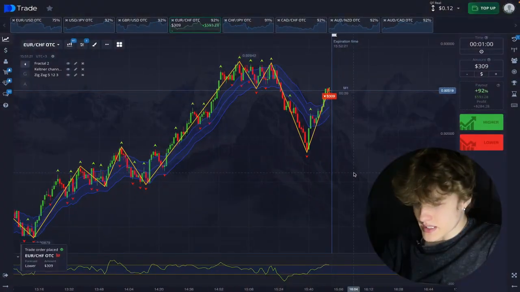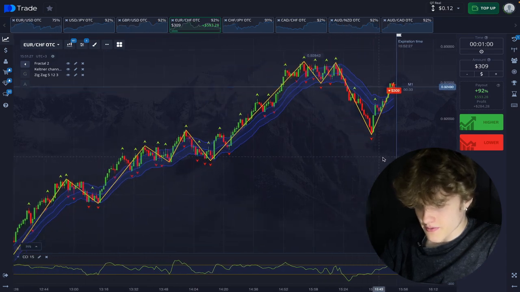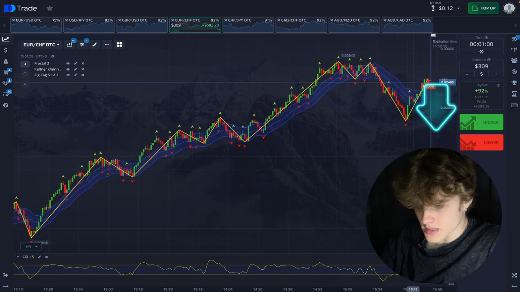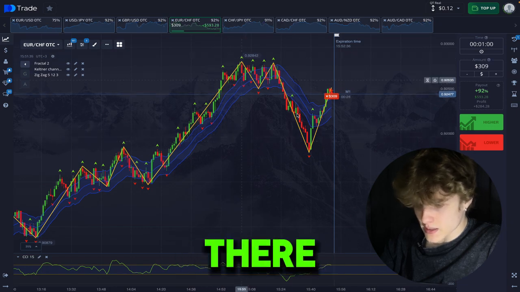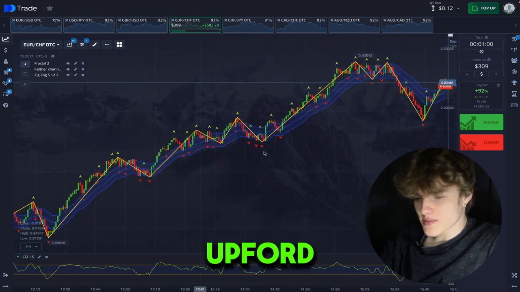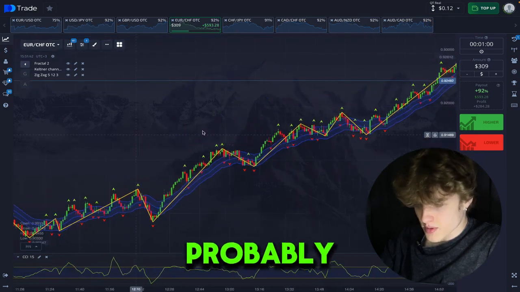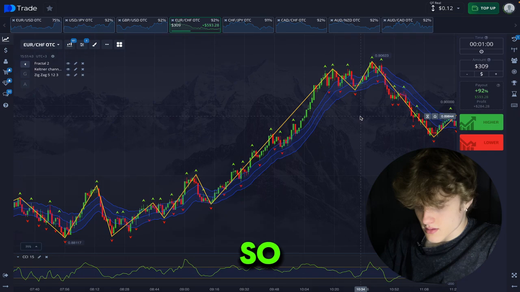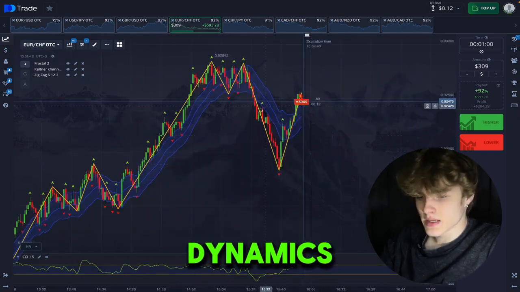And let's try to open a down trade here. I think it's a good entry point. I think this is where I have the potential for more on the downside. Because earlier there was a good upward price dynamics. So yeah, earlier there was also an upward price dynamics.